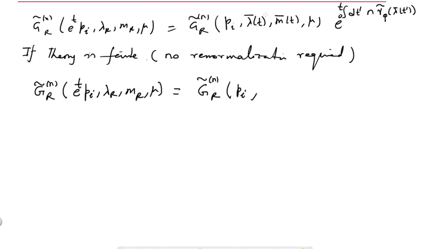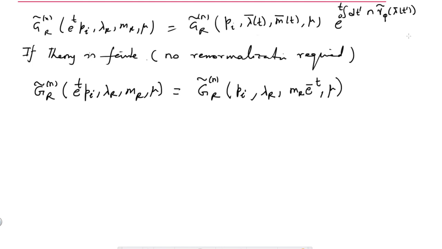What is lambda bar of t? I have suppressed this lambda R here, but you know that it's there. So lambda bar of t is lambda R. Okay, what is m bar of t? In this case, it is m R e to the minus t. Okay, t is large, so this is a very small number. Let's keep t to be finite but large.